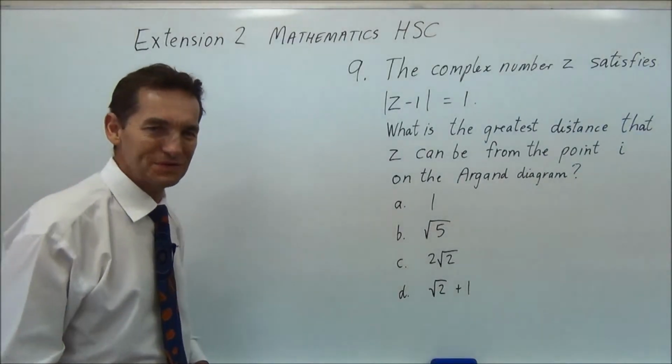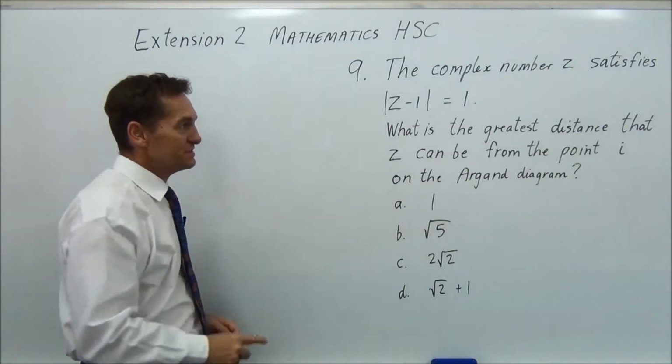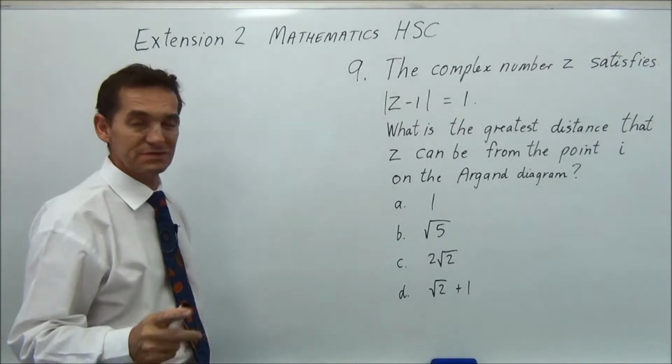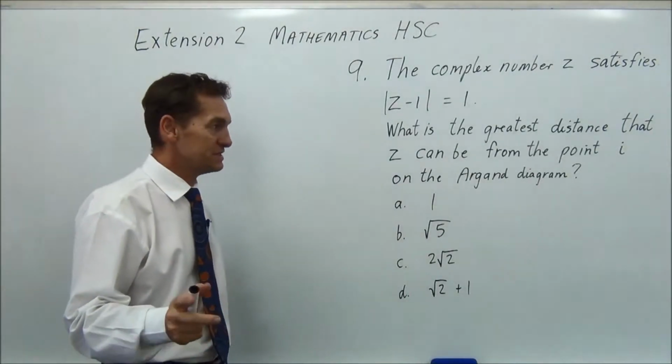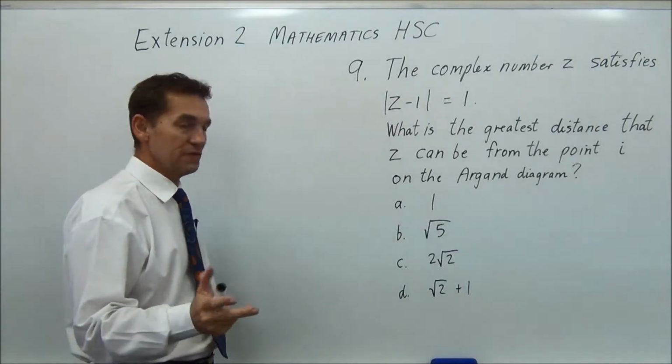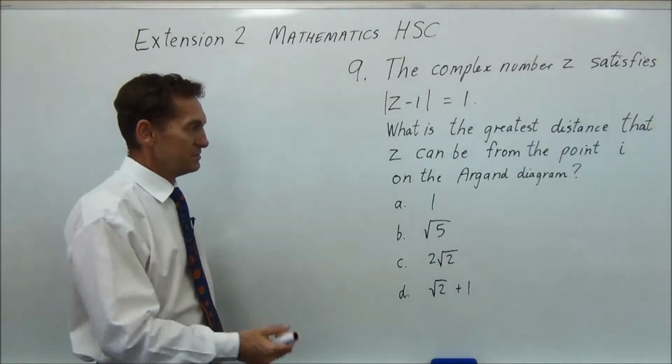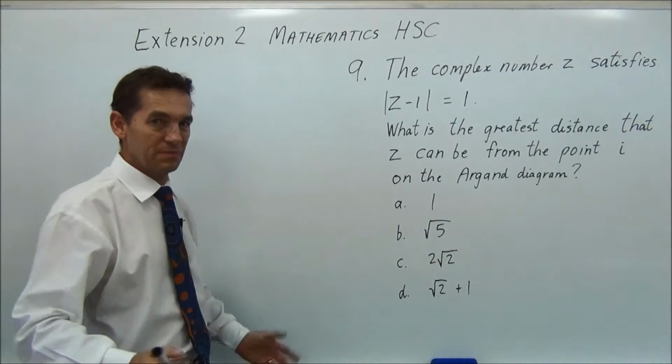G'day again. Question 9. The complex number z satisfies absolute value z minus 1 equals 1. What is the greatest distance that z can be from the point i on the Argand diagram? Well, as soon as it mentions an Argand diagram, let's draw it.